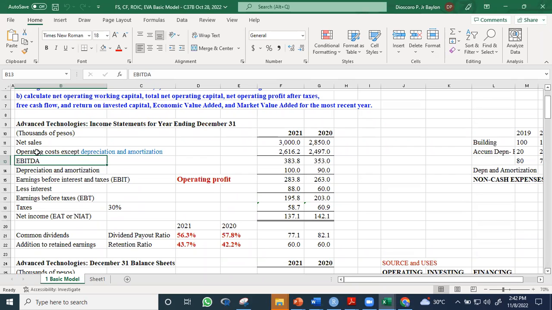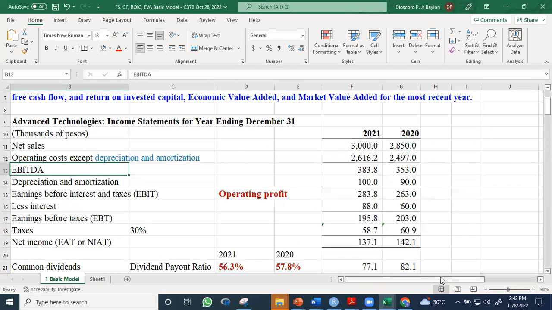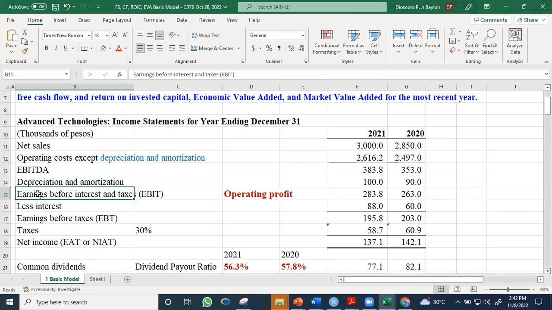So if we deduct from your net sales your operating costs excluding depreciation and amortization, you arrive at what we call EBITDA, which is earnings before interest, taxes, depreciation, and amortization. And then once you deduct depreciation and amortization from EBITDA, then you have what we call EBIT, which is also known as your operating profit. Operating profit because you have already deducted from your revenues, from your sales, all your operating costs.